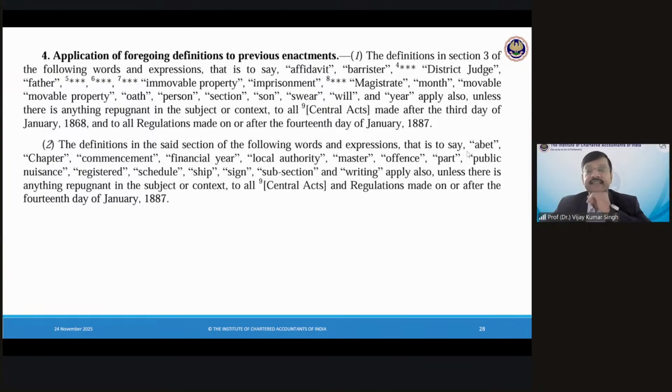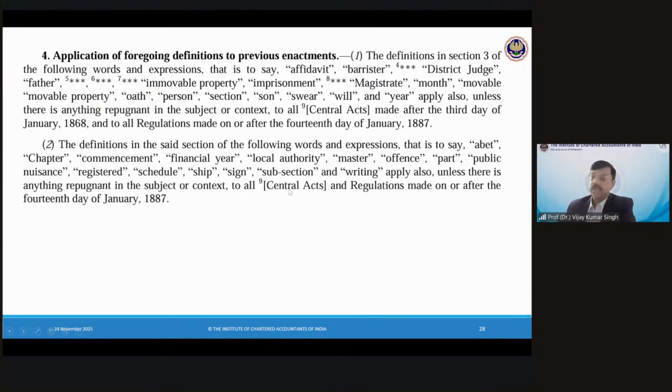And it says like this: the definition in section 3 of the following words and expressions, that is to say affidavit, barrister, district judge, father, immovable property, imprisonment, magistrate, month, movable property, oath, person, section, son, swear, will, year, apply also, unless there is anything repugnant to the subject or context, to all central acts made after the third day of January 1868 and to all regulations made after. So these are the time periods of the General Clauses Act in different situations.